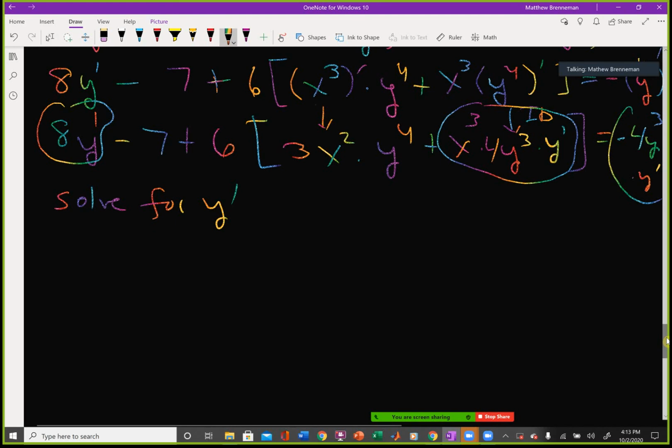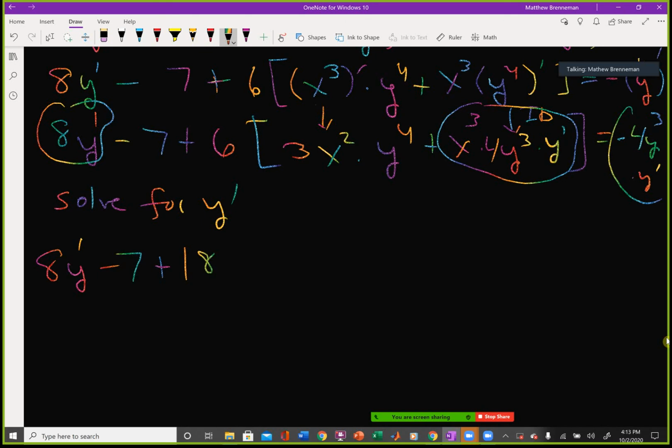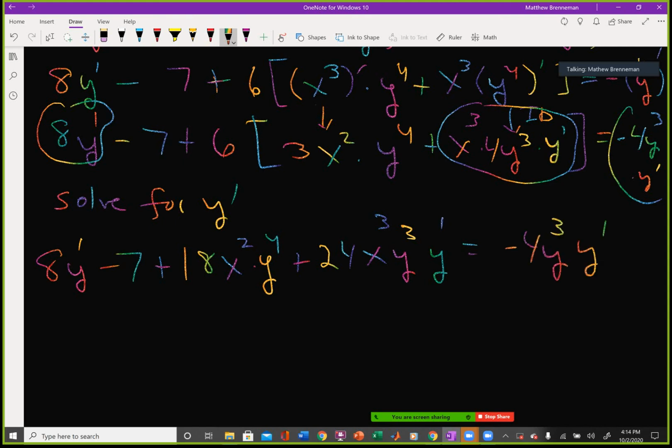So we'll get 8y prime minus 7 plus, distribute the 6, right? 18x squared y to the 4th. And I have a 6 times 4 here, plus 24x cubed y cubed y prime is equal to minus 4y cubed y prime.